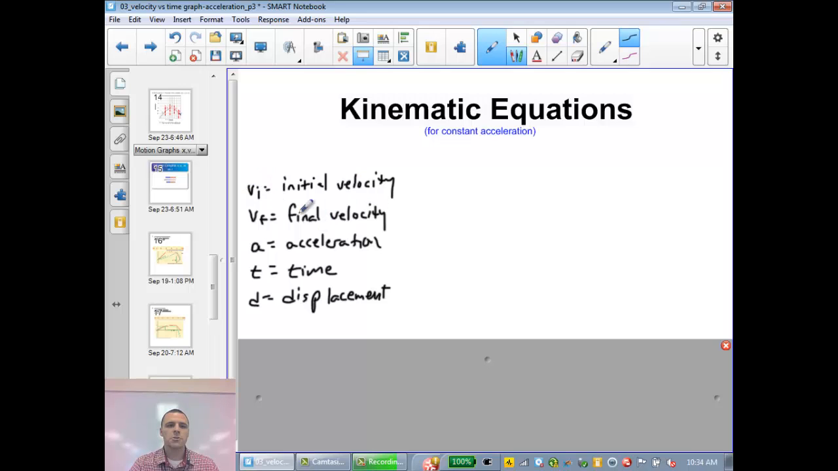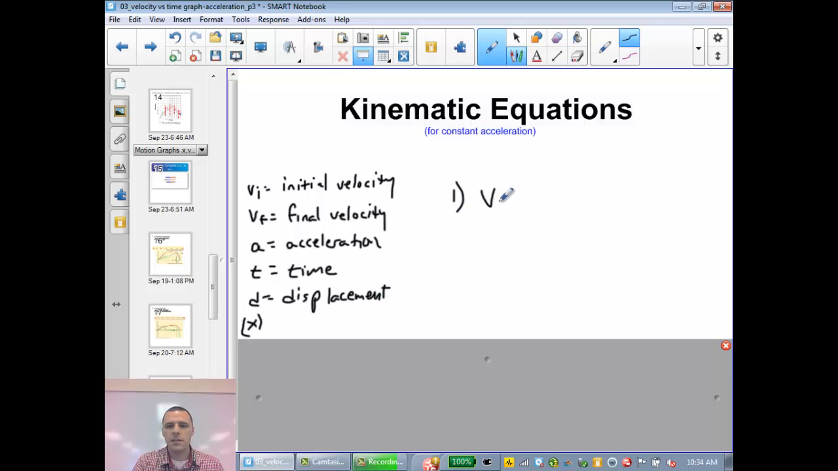So when we use these equations, there's going to be five different variables that we always have to consider. There's v subscript i, which is the initial velocity, vf, which is the final velocity, a is acceleration, t is time, and d is for displacement. And you could replace that with an x if you wanted. But here are the three equations.